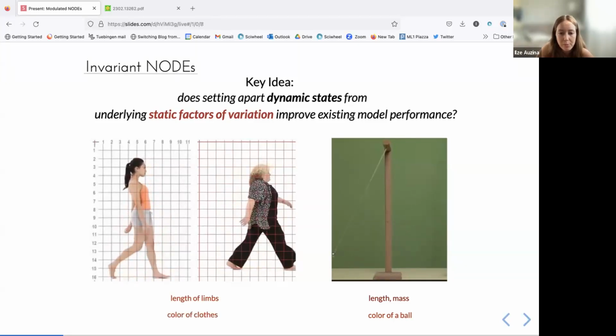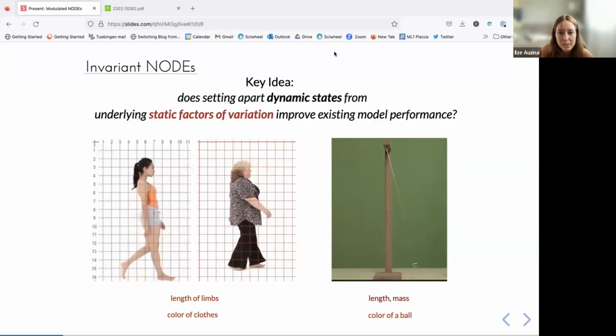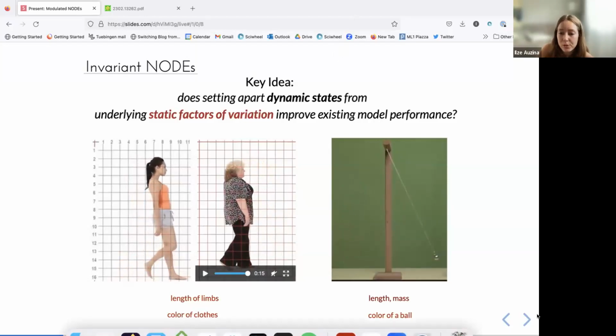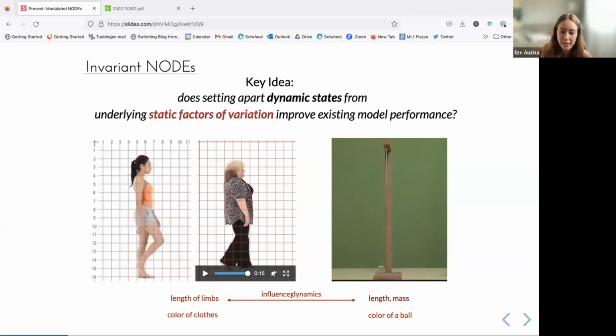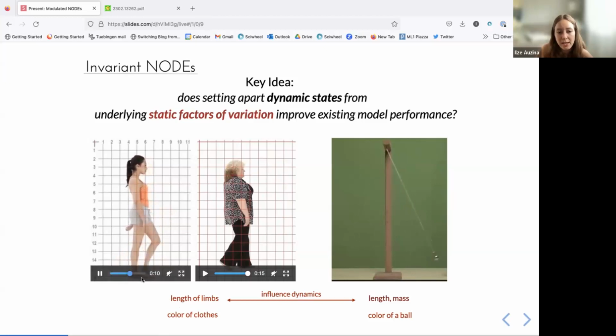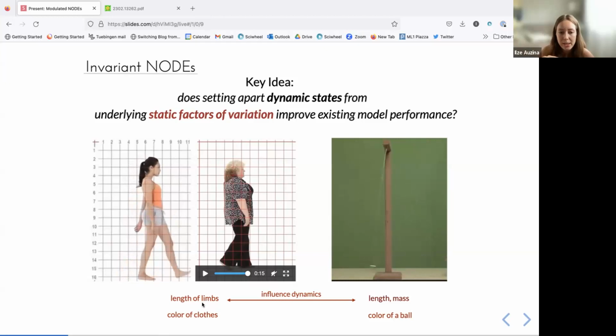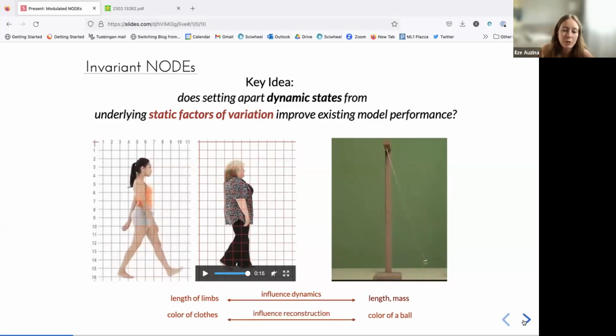Or you could also mention, for example, the color of the clothes. And as you can see, these variables have some relations with each other. For example, the first part that I mentioned, these are static factors of variation that actually influence the dynamics. You can imagine that the length of a person's limbs or legs is going to affect their walking speed or the type of walking. The same as here, the length of the pendulum is going to affect the frequency of oscillations. Similarly, the color of the clothes or the color of the ball is going to affect the reconstructions.